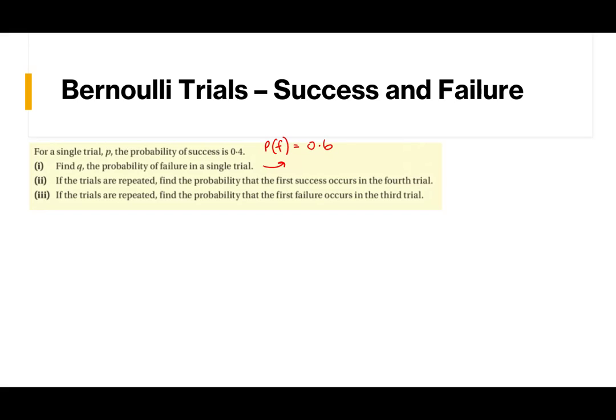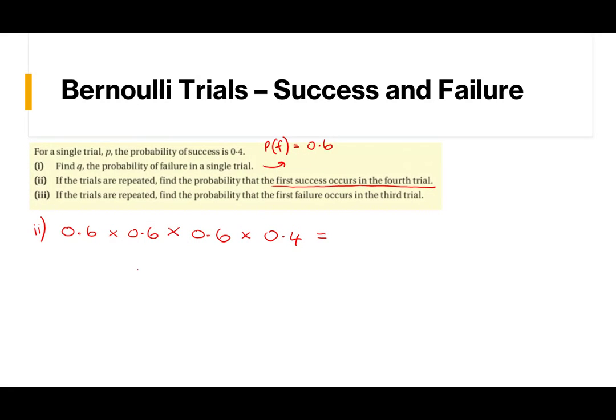If the trials are repeated, find the probability that the first success occurs on the 4th trial. Okay, well, that means if the first success occurs on the 4th trial, then the 3 before it have to be failures. So I have to have 0.6, and 0.6 the second time, and 0.6 the third time, and the fourth one is a success.